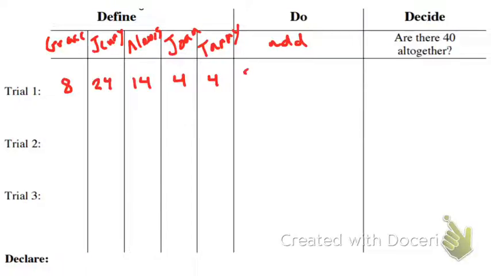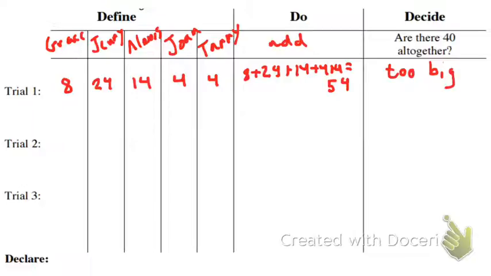So we've got 8 plus 24 plus 14 plus 4 plus 4 is going to equal, so let's see, 32, then 46, 50, 54. 54 baskets. So are there 40 altogether? No. I went too big. Alright, let's go ahead and try again.